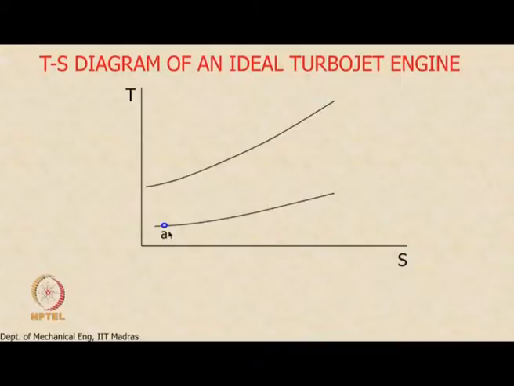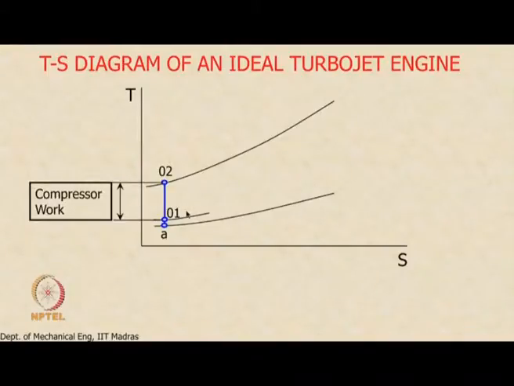So this is the state at which the fluid enters the engine, and because in a subsonic aircraft the inlet does not play too much of a role, we go from free stream air to stagnation state 0,1 at the entry to the compressor. 1 to 2 is the compression process in the compressor. The stagnation pressure increases due to addition of work, and this is proportional to the compressor work.